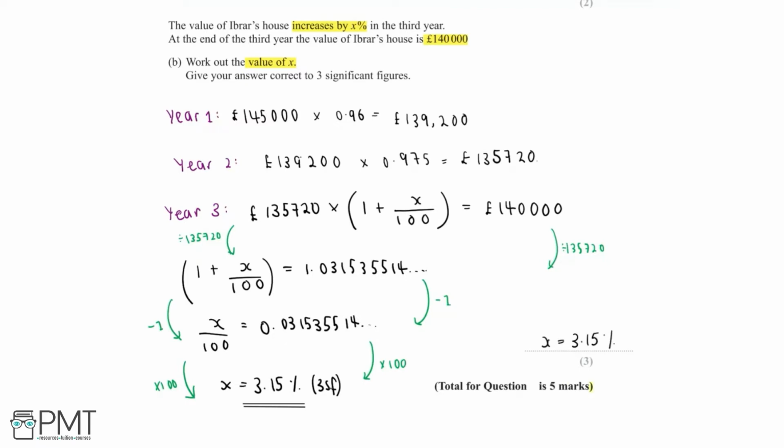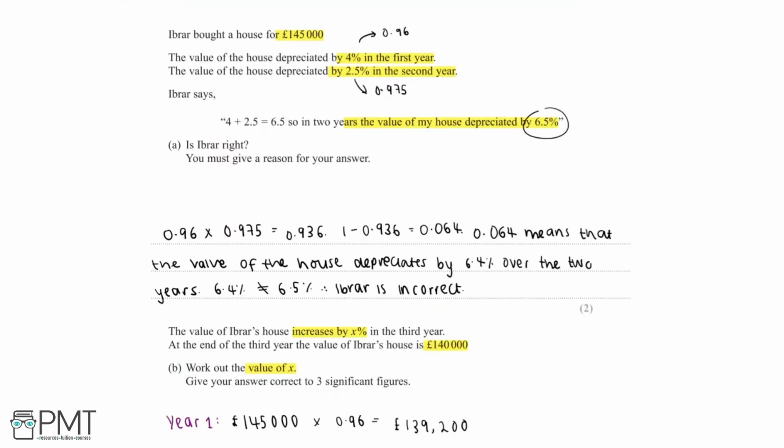Now this question is worth 5 marks, so let's take a look at where these marks are allocated. Now in part A, we get 1 mark for saying that Ibra is not correct. And we get the second mark for a full explanation, saying that the value of the house actually depreciates by 6.4%, not 6.5%.